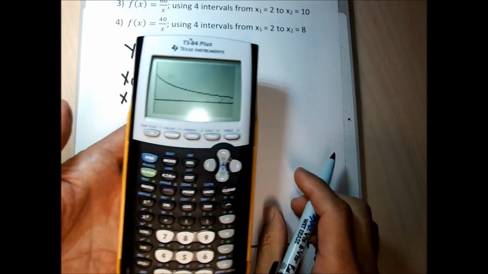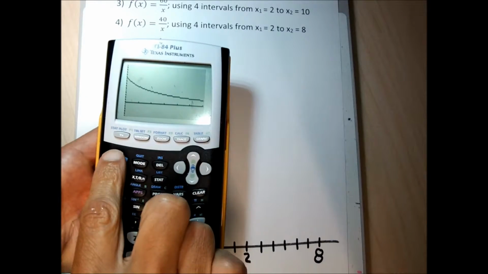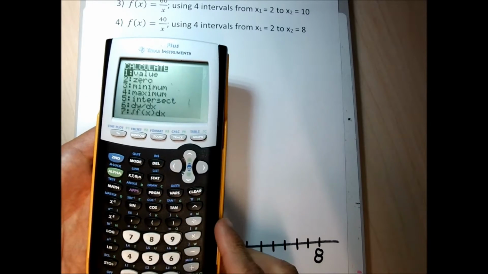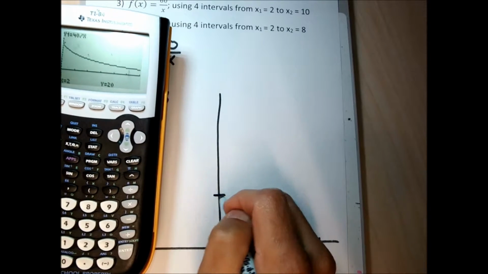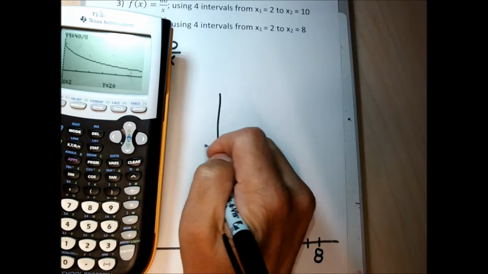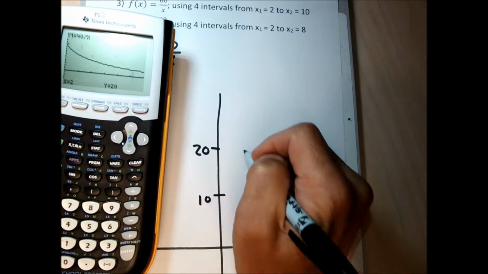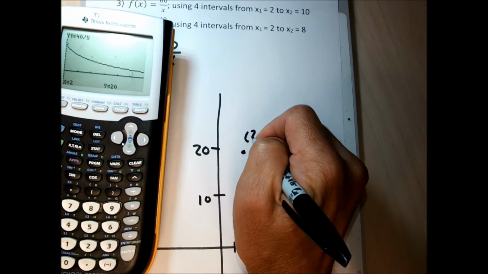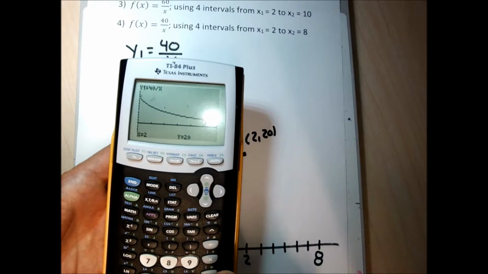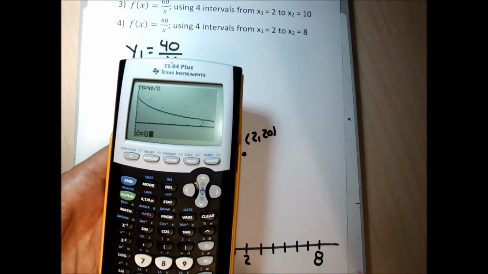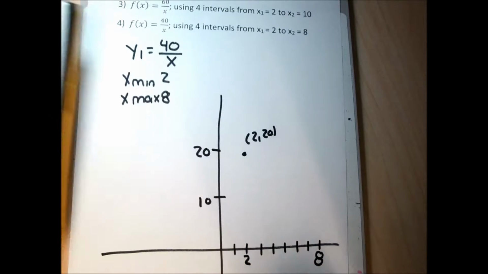I want to mark the point. If I don't remember it, I go second calc value, type in 2, and that gives me the point (2, 20). I want to mark the y coordinate for 8, so I type in the number 8 and hit enter, and it gives me 5.